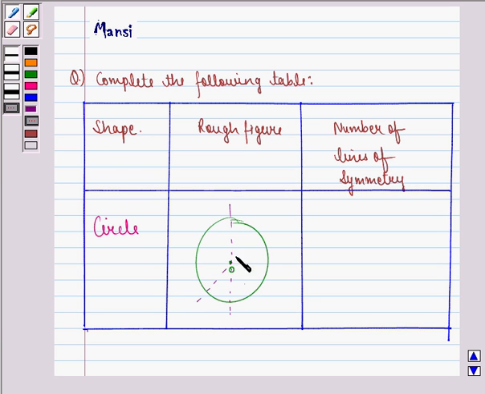Also we can have another line of symmetry like this, like this, like this, and so on. We will have countless lines of symmetry for a circle. So our answer to this part is that we have countless lines of symmetry for a circle. Now this was our answer to the question.